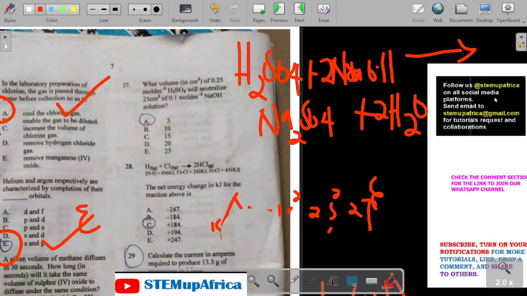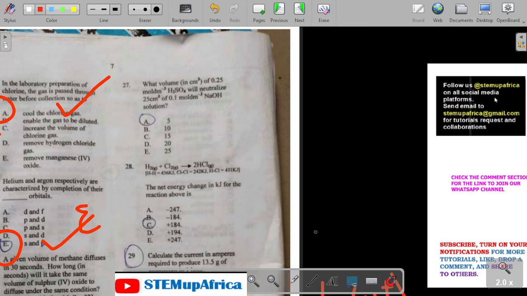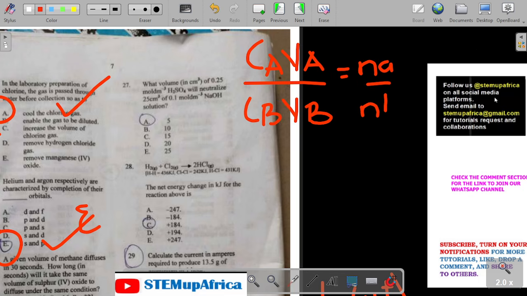So the mole ratio of acid to base is 1:2. So we're going to have CAVA over CBVB equals NA over NB. That's the formula we're going to use. We're going to use the general formula, which says, let me erase this part. The equation now we know is 1:2. So I'm having CAVA over CBVB equals NA over NB.